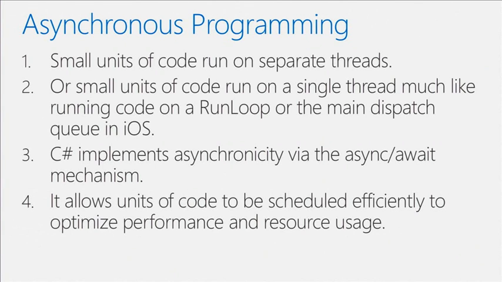So what is asynchronous programming? Well, it's small units of code run on separate threads, or small units of code that you run on the same thread, much like running a block on the main dispatch queue in Grand Central in iOS. C# implements asynchronicity via the async and await mechanism, which we'll be covering in just a few slides. And it allows units of code to be scheduled efficiently for both optimizing performance and resource usage.